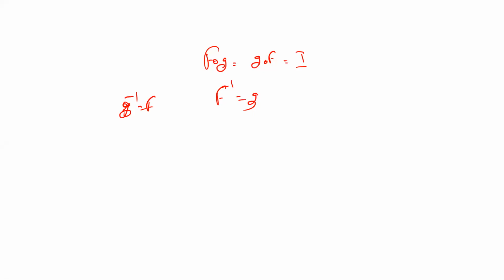And another thing, yesterday we discussed the condition for the existence of an inverse. What is the condition for existing inverse? It should be 1 1 and on 2. What is 1 1?